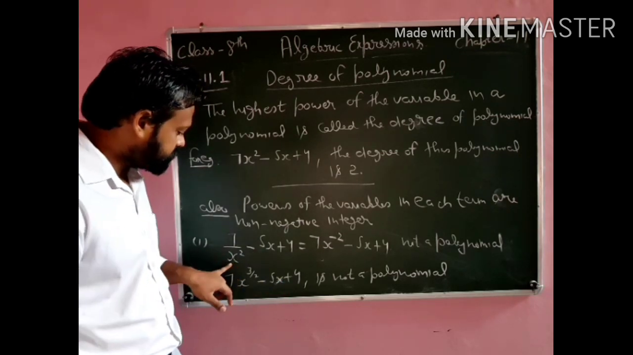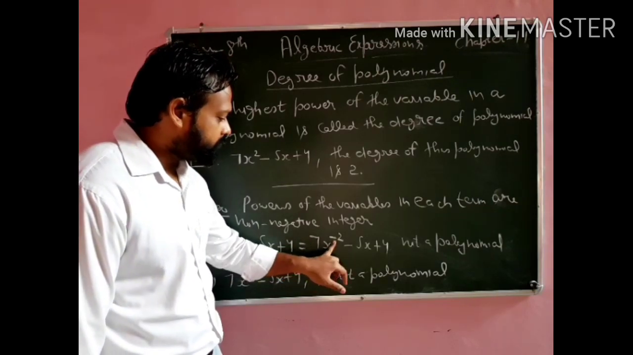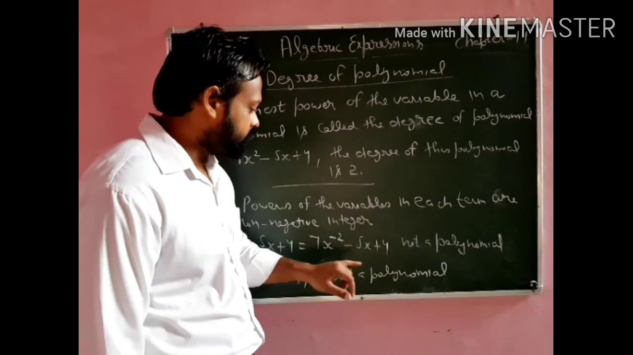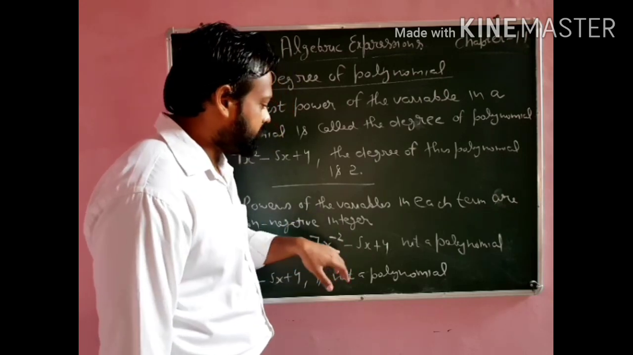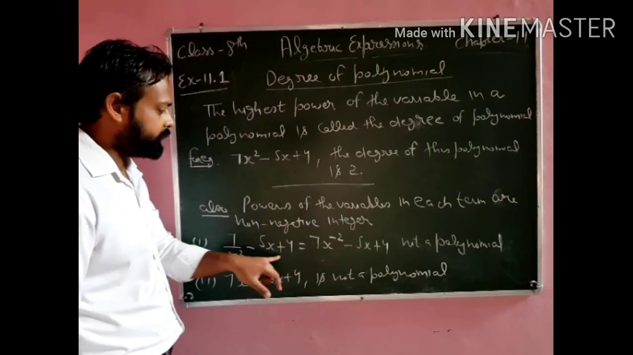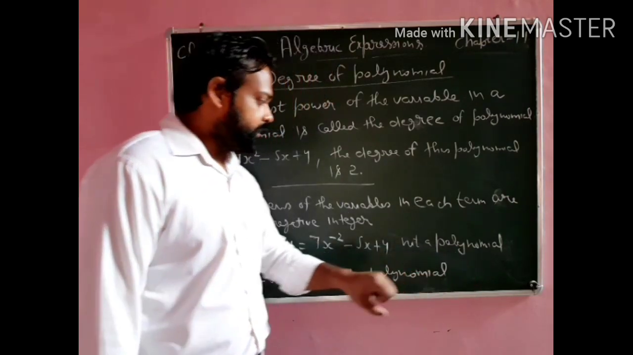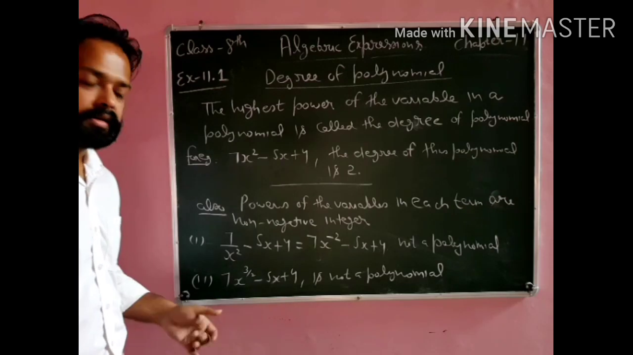when I take this x square into the numerator, it will become 7x raised to power minus 2 minus 5x plus 4. So here the power is negative, and what we have studied just now is that the power should be non-negative. So it means it is not a polynomial. Clear? Okay, I have taken another example also.